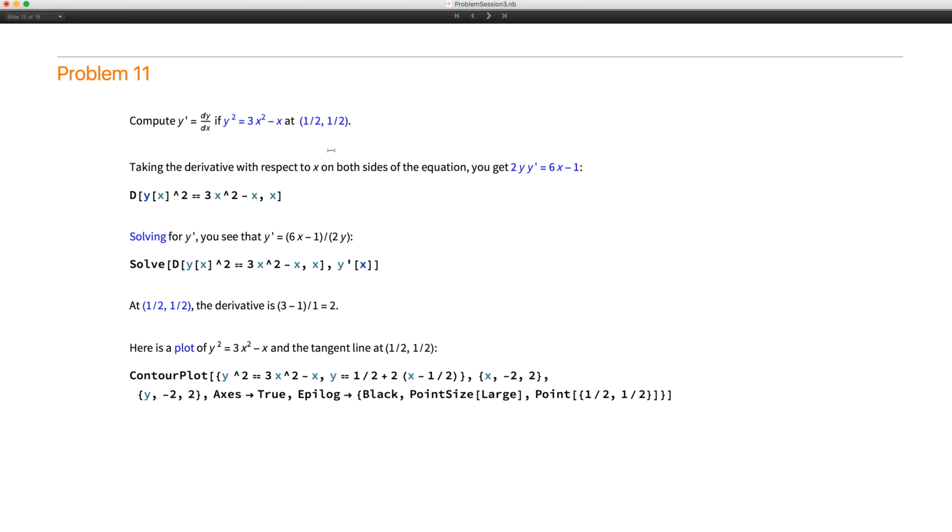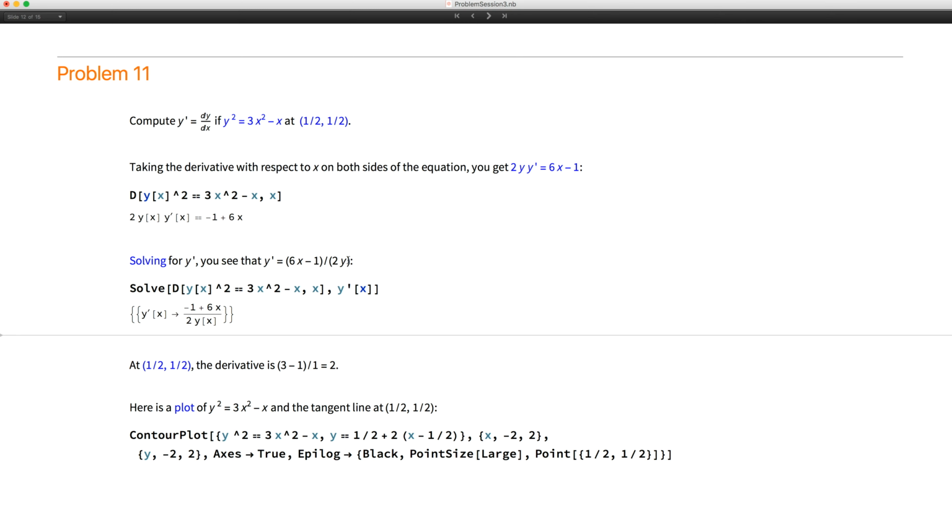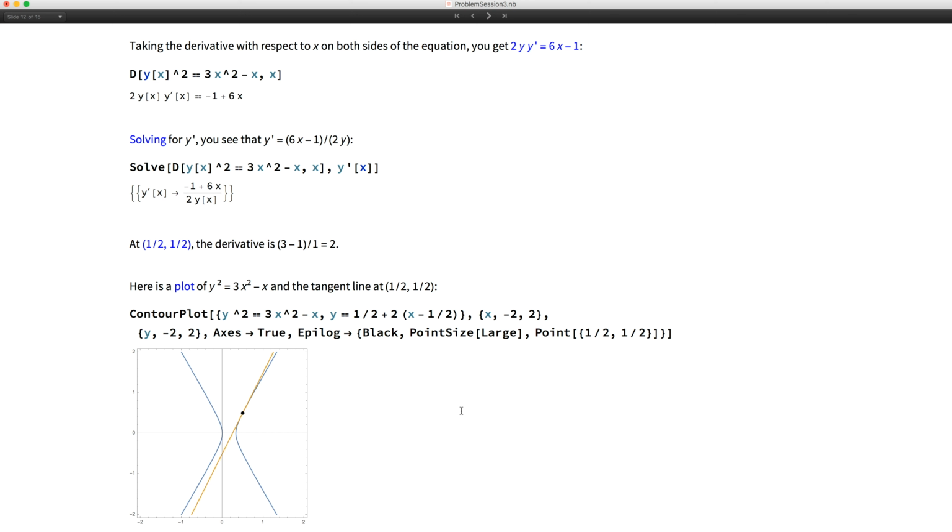On to number 11, which says compute the derivative for this implicit function. You have y squared over there, so you get 2y times y prime equal to 6x minus 1 for derivative. Check that with D. Solve for y prime, get back the answer, plug in the values, 1/2 and 1/2 for x and y, and you get back 2 as the slope or the derivative, and you plot the tangent line like I've done over here, and you get back the curve and the tangent line at the given point.